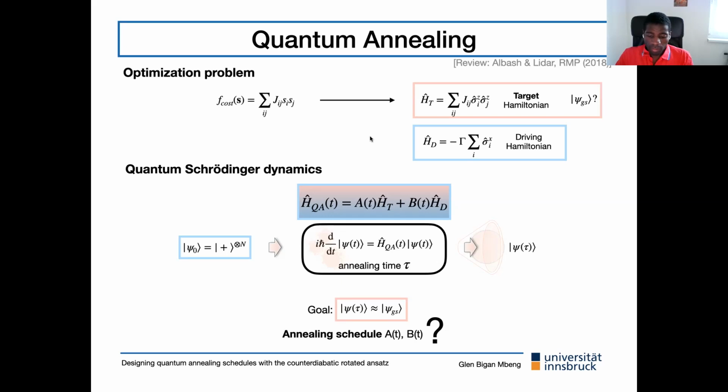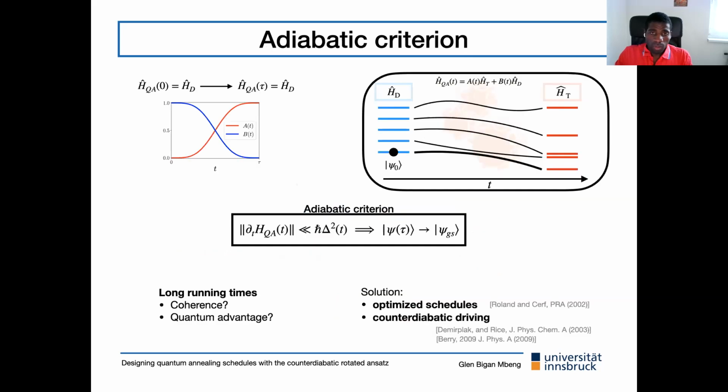And what is hard here is that I've not specified the shape of the annealing schedules, A of t and B of t, that are used for the interpolation. Here, A will in general be the coefficient multiplying the target Hamiltonian, the classical one, and B the driving one, which introduces quantum fluctuations. So one way to choose these coefficients, A and B, is relying on the adiabatic criterion.